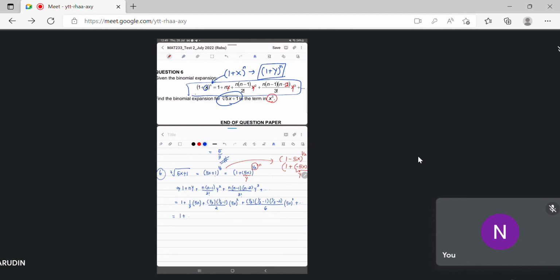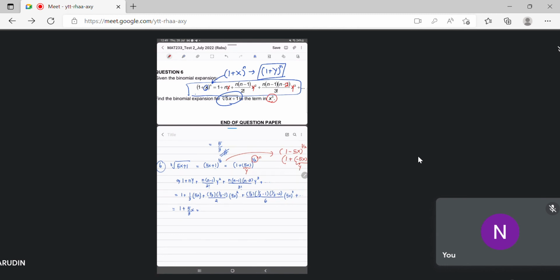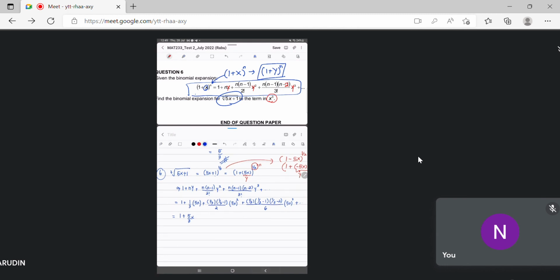So 1 plus 5 over 3x plus, just simplify je lah semua dia punya nombor-nombor ni. Kira pakai calculator. So the answer should be the negative 25 over 9 x squared plus 625 over 81 x cube plus dot dot dot. Okay, this is binomial. Okay, clear?